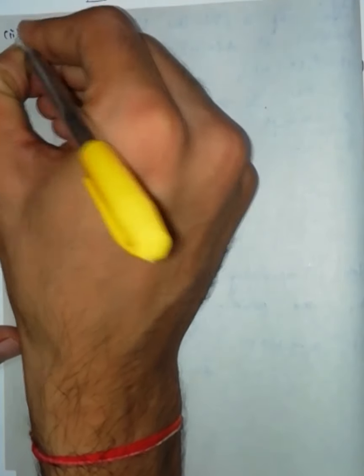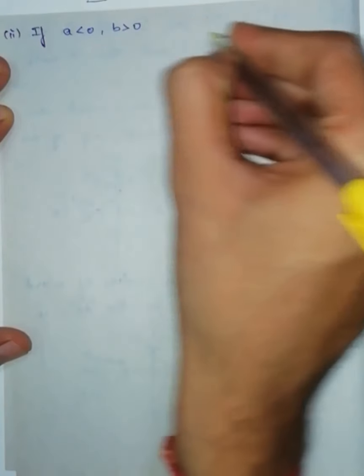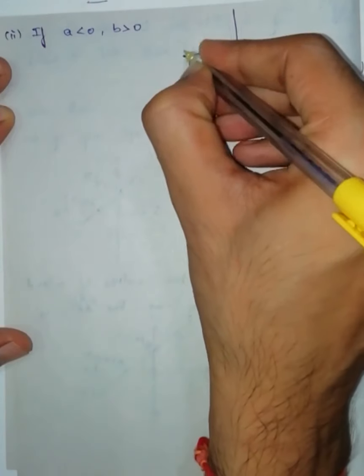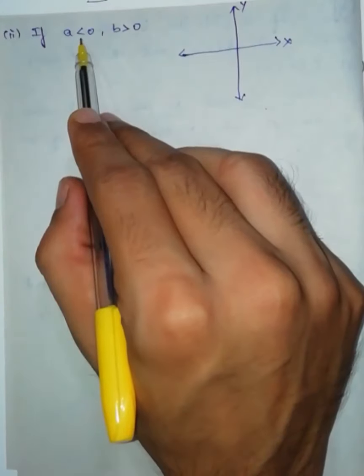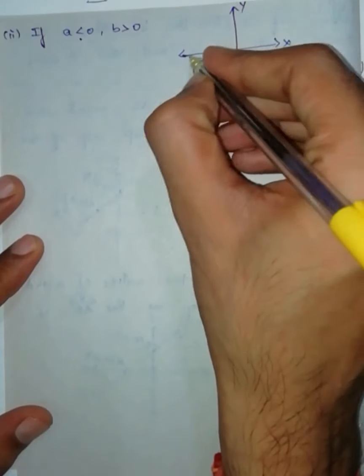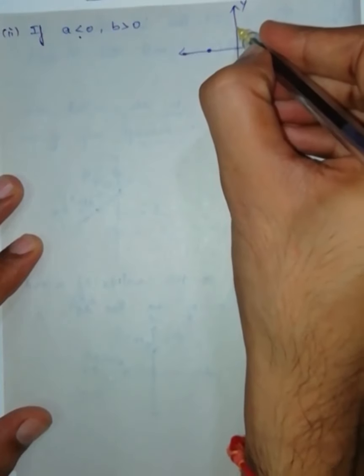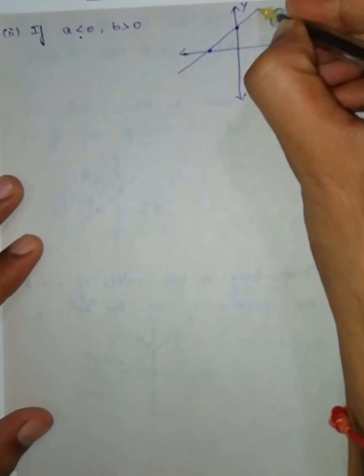Second one, if A is negative and B is positive, then this is the coordinate axis x, this is the y. A is negative, so the x-intercept is negative, the negative part of the x-axis is here, then the point will lie somewhere here, and B is positive, B will be here. So the line will be this one.